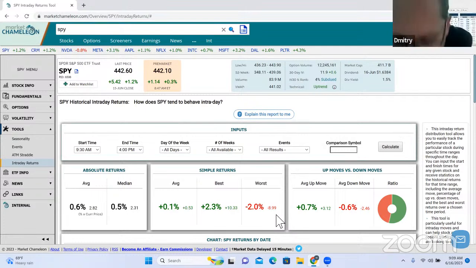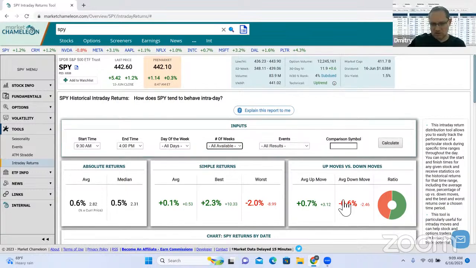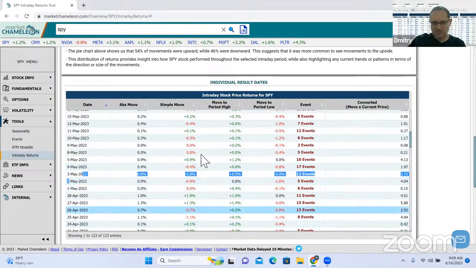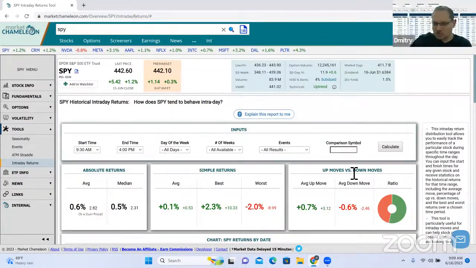Okay, so that's using the historical data, and I believe we're just capturing it now, so I think like 16 weeks, but down here you get the supporting data day by day. Then up moves versus down moves. Let's just separate all the moves to the upside, all the moves to the downside, and analyze them. So here it says that around 54% of our observations, the stock went up from 9:30 to 4, 46 down. So you could see so far it's been skewed, tilted towards the upside.